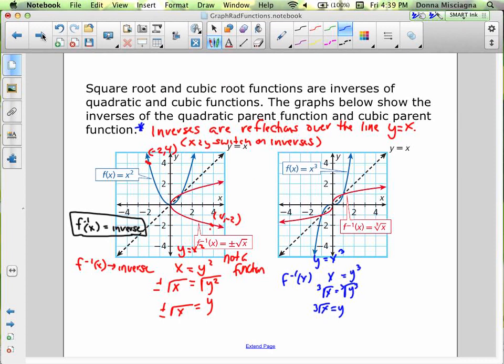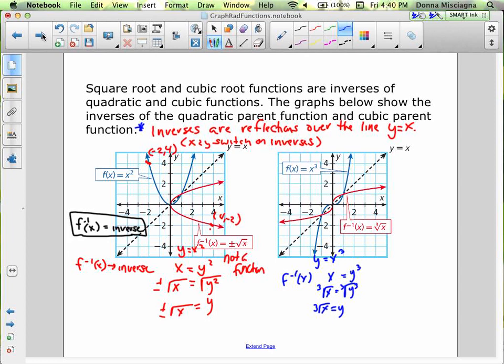And since our inverses reflect over the line y equals x, their x and y coordinates switch. All right, so first we have the graph y equals x squared. That's the blue graph. And then we have the reflection of that over the line y equals x.